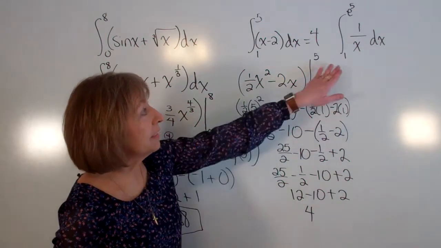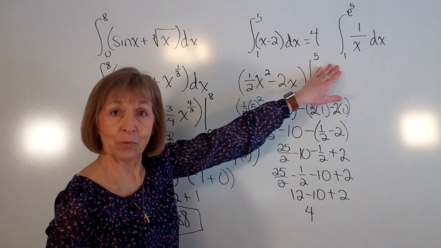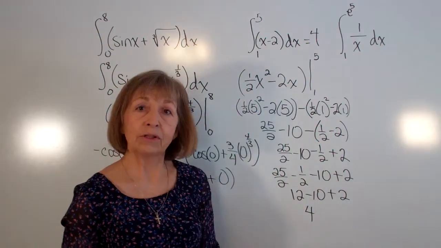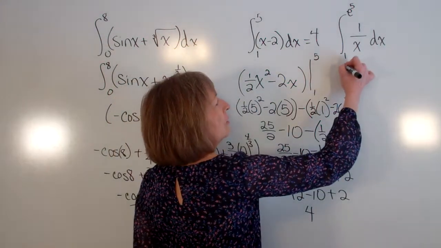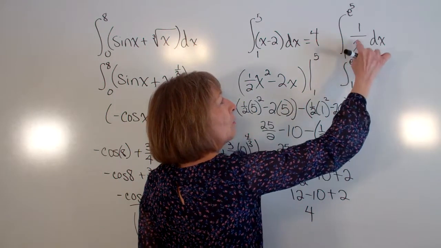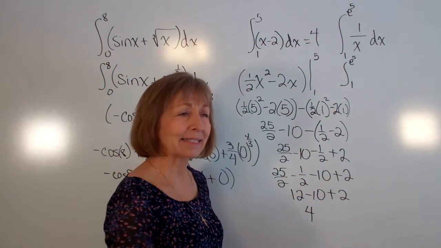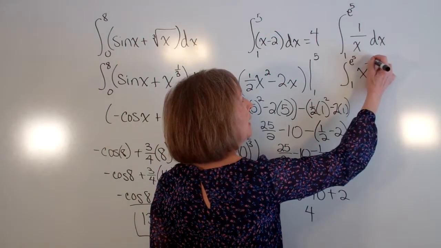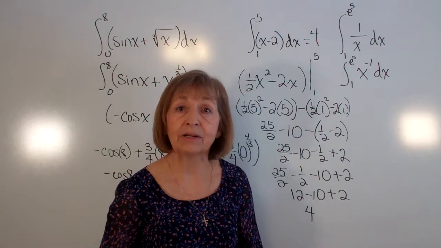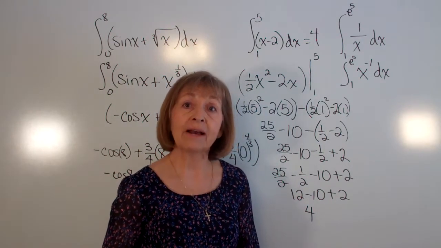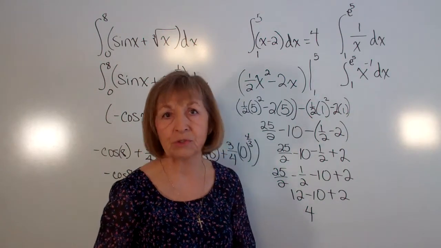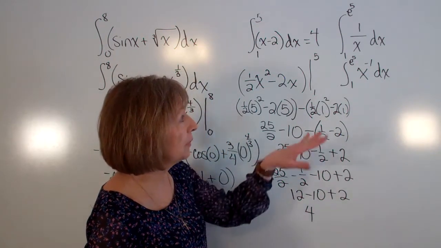Then the next one is the definite integral from 1 to e to the 5th of 1 over x dx. Well, if you remember, just rewriting it, the integral from 1 to e to the 5th, 1 over x is x to the negative 1 power. Remember, we cannot integrate with variables in the denominator of the fraction. We either have to rewrite it so they're in the numerator or have a u-substitution in some of our situations.